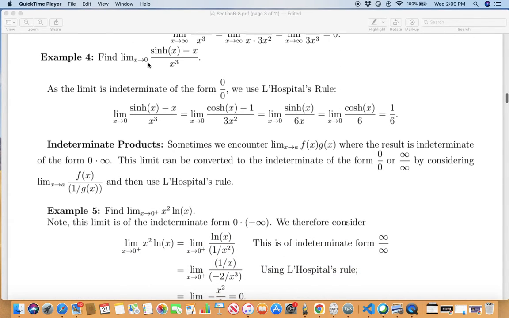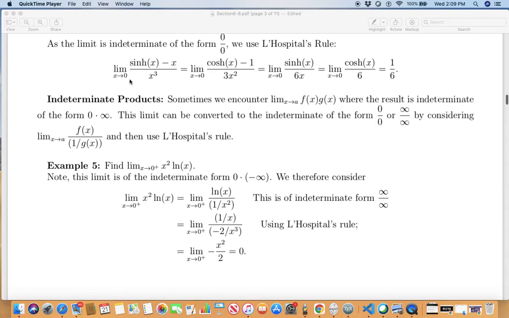Next, the limit as x approaches 0 of sine hyperbolic x minus x over x cubed. As x approaches 0, sine hyperbolic x goes to 0, and x goes to 0, so the numerator is 0 minus 0, which is 0. The denominator is also 0. So this is an indeterminate form of 0 over 0. We need L'Hopital's rule, so we take the derivative.